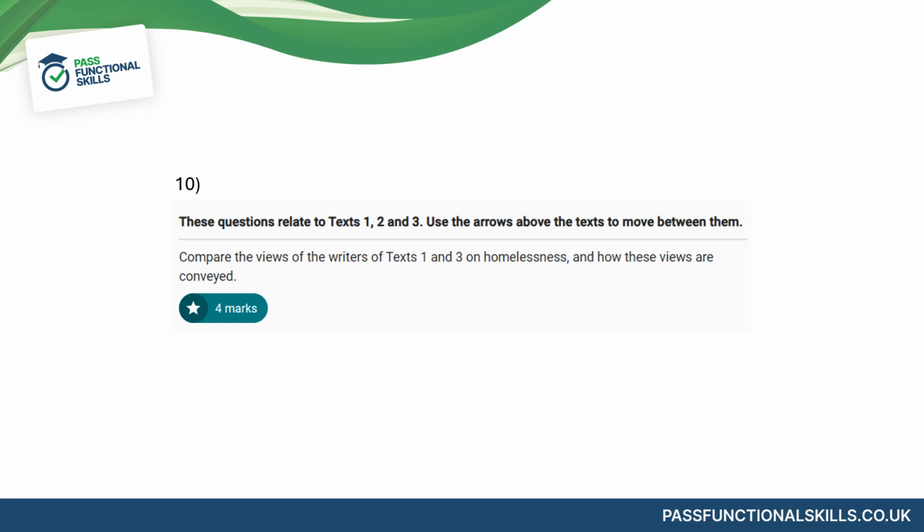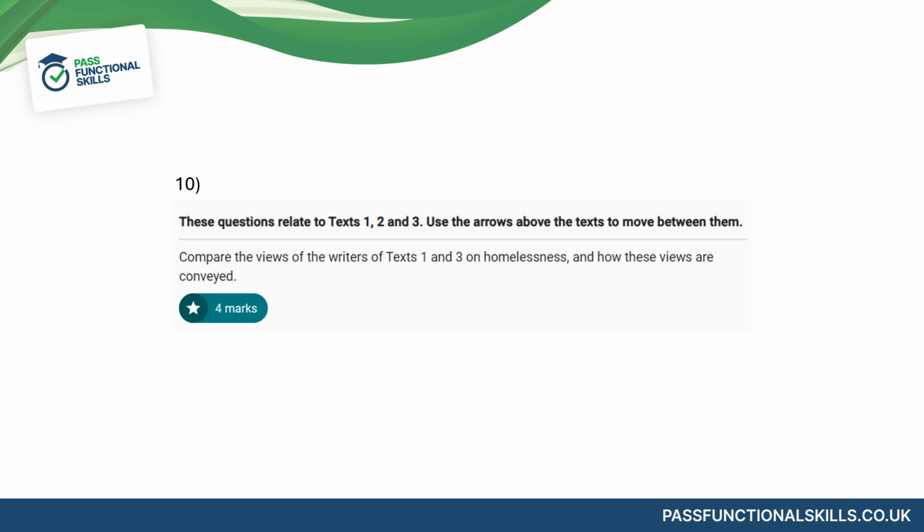Question 10. Compare the views of the writers of text 1 and 3 on homelessness and how these views are conveyed. Okay, so this is a comparison question that is very common in Open Awards Functional Skills Level 2 exams. This is a 4-mark question. A big mistake students make with this question is only answering half of it.